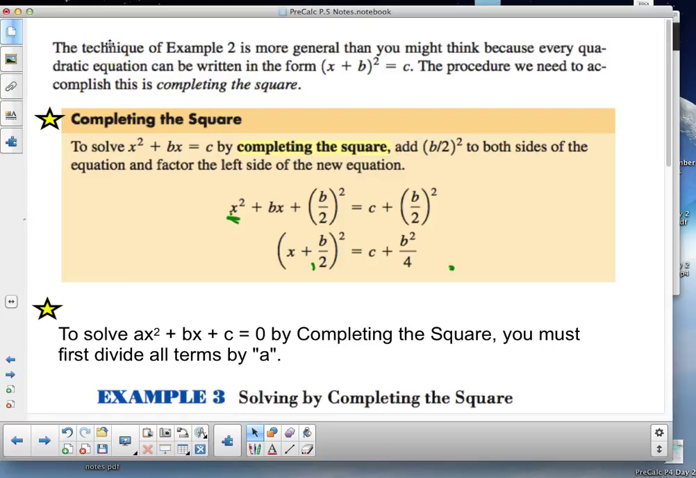Now, the technique of example 2 is more general than you might think, because every quadratic equation can be written in the form (x plus b) quantity squared equals c. The procedure we need to accomplish this is completing the square.